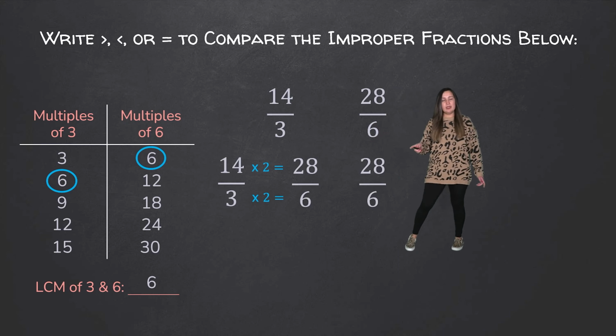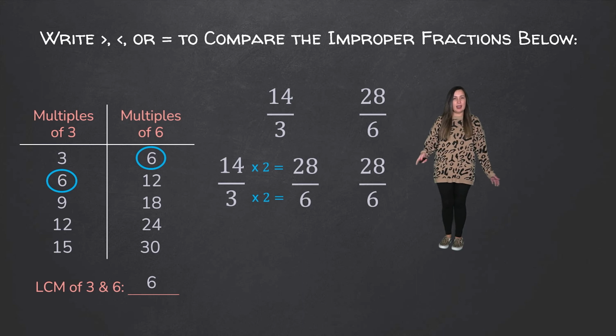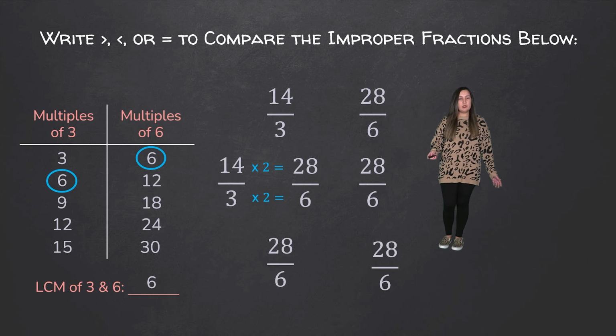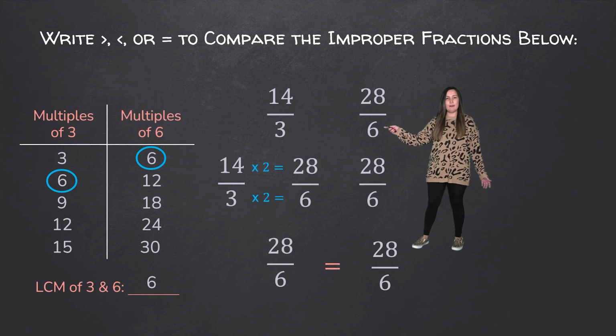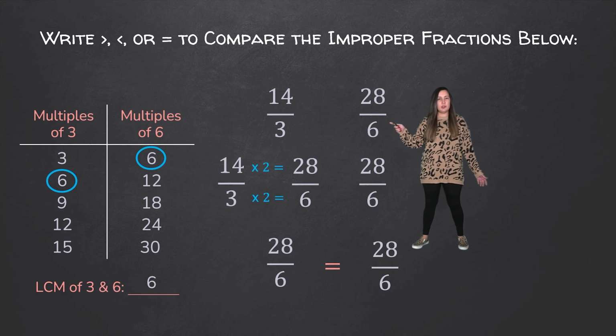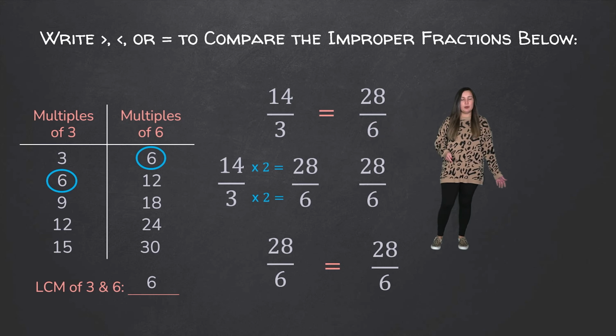And now we bring down 28 over 6, and here we already have a denominator of 6, so we don't have to do anything to it. So we end up with 28 over 6 and 28 over 6. And these two fractions are the same, making them equivalent. So that means that 14 over 3 and 28 over 6 are also equivalent.